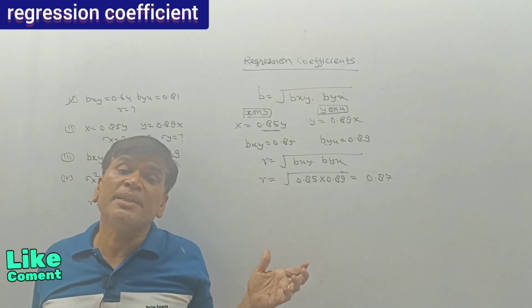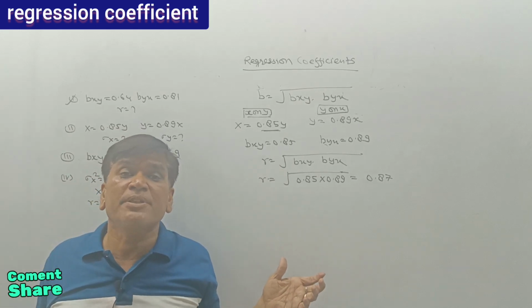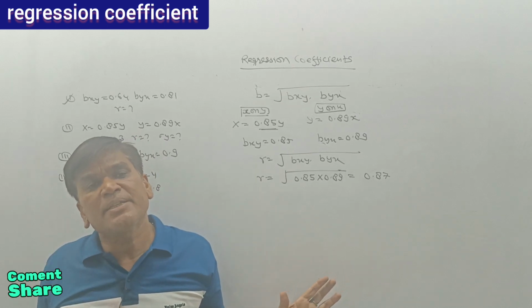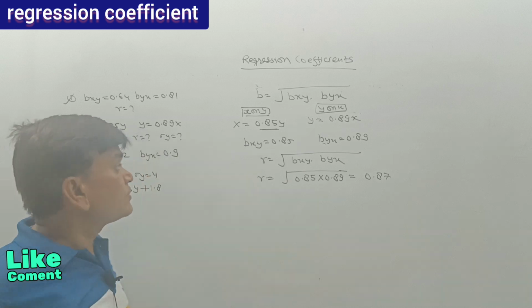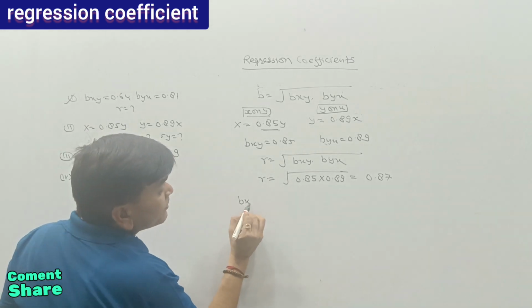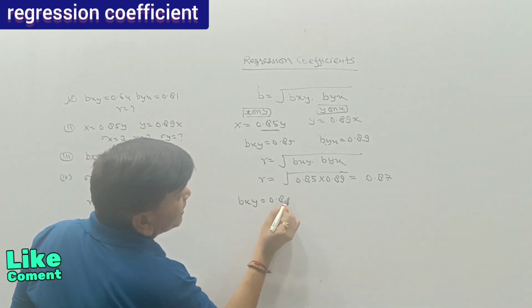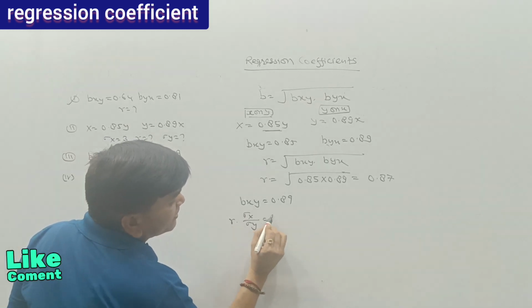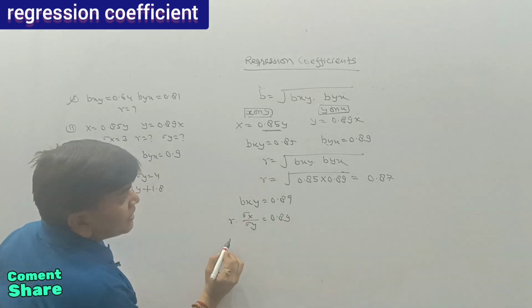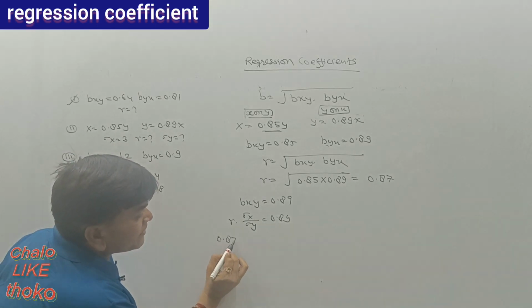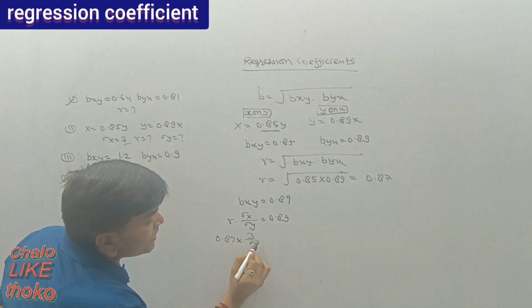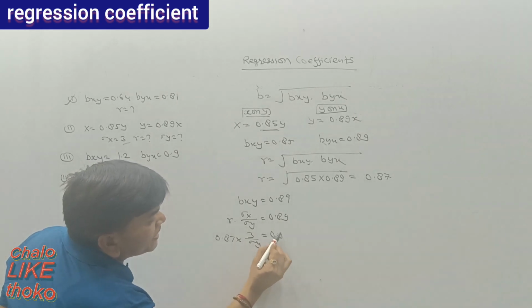Very easily, if the x on y equation and the y on x equation are given, we can calculate the value of r. Now bxy is given as 0.89. It means r multiplied by standard deviation of x upon standard deviation of y is 0.89. The value of r is equal to 0.87. The standard deviation of x is given, that is 3. Standard deviation of y is not given, so 0.89.